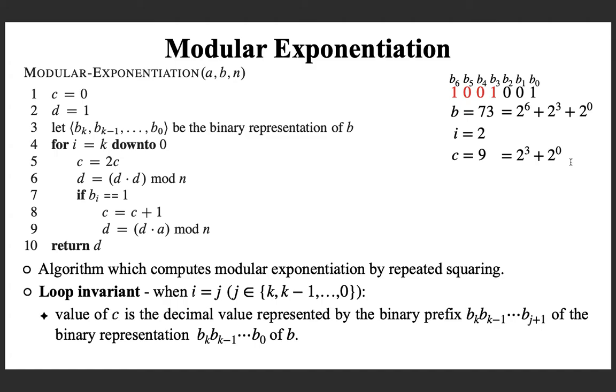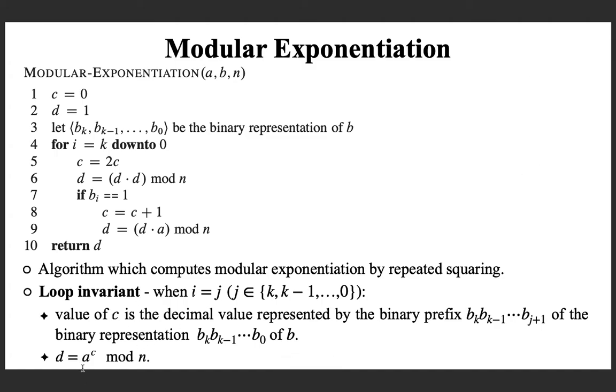We will prove that it is a loop invariant. And the second part of the loop invariant says d, which is initialized to 1, is nothing but a to the power c modulo n. We will prove it. Now when i is equal to k, that means when the program control comes to the loop for the first time, then i is equal to k, that is the initialization. We have to prove that both parts of the loop invariant are correct, and at this time you know that c is nothing but 0, and which is true.